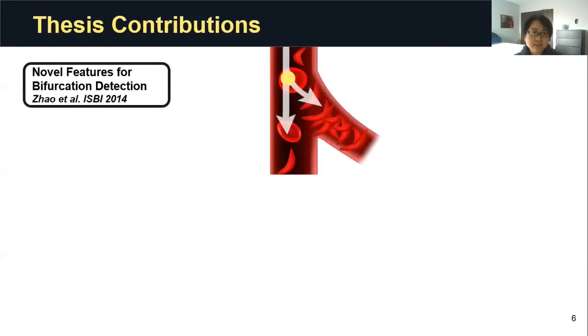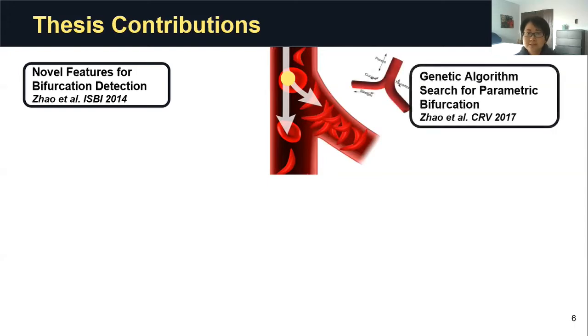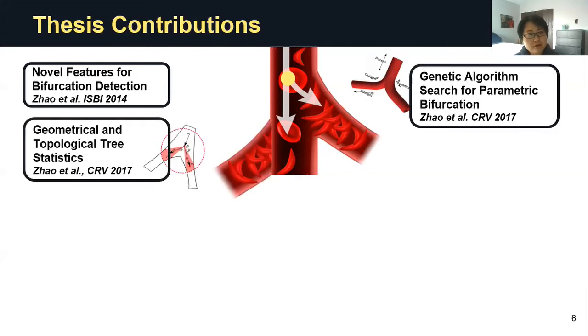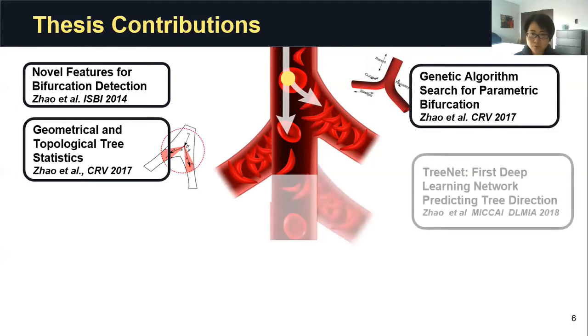This thesis has seven contributions. The first is to use novel features for bifurcation detection, which was published in 2014 ISBI. The second contribution is to use a genetic algorithm to search for parametric bifurcations in 3D images, published at CRV 2017. The third contribution is to use geometrical and topological tree statistics in locating 3D trees in airway images, which we published at CRV 2017 as well.